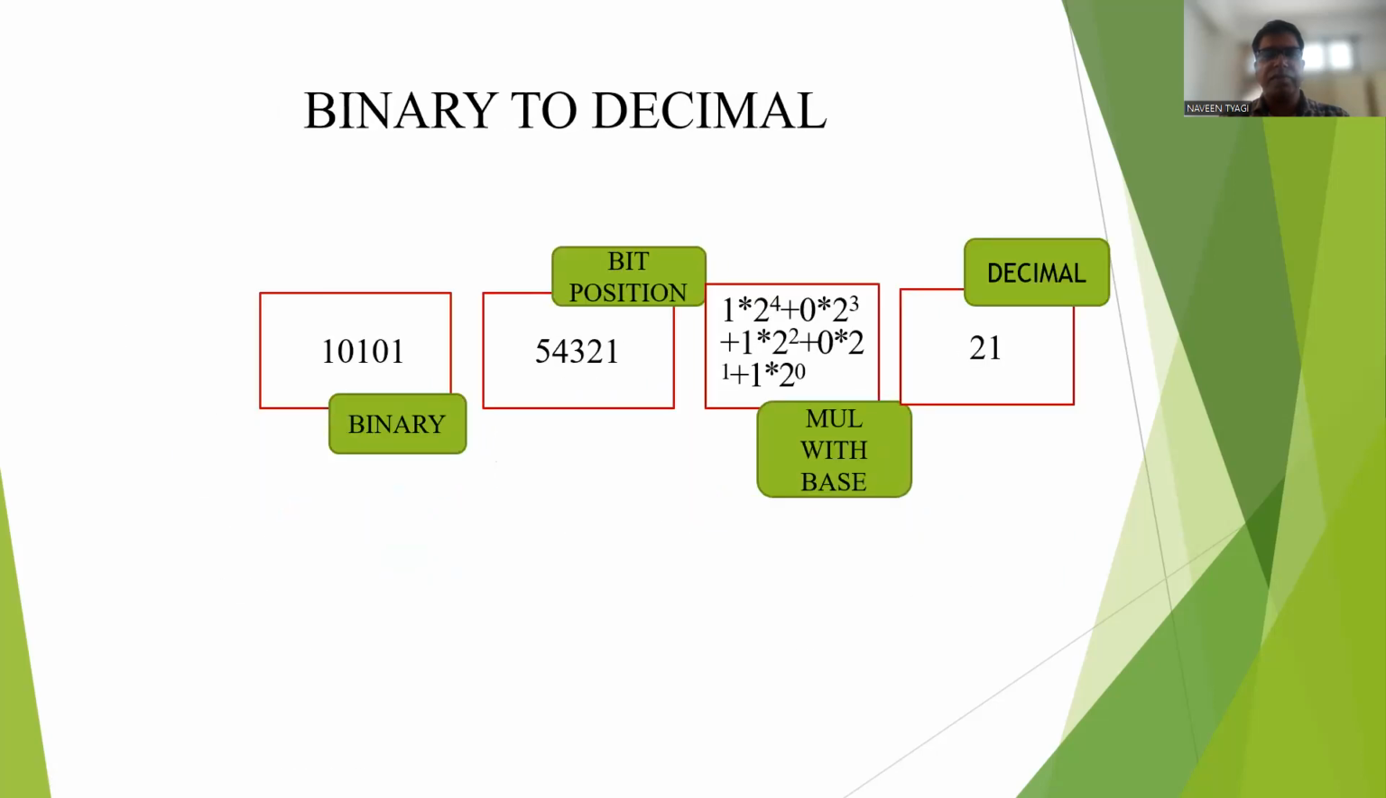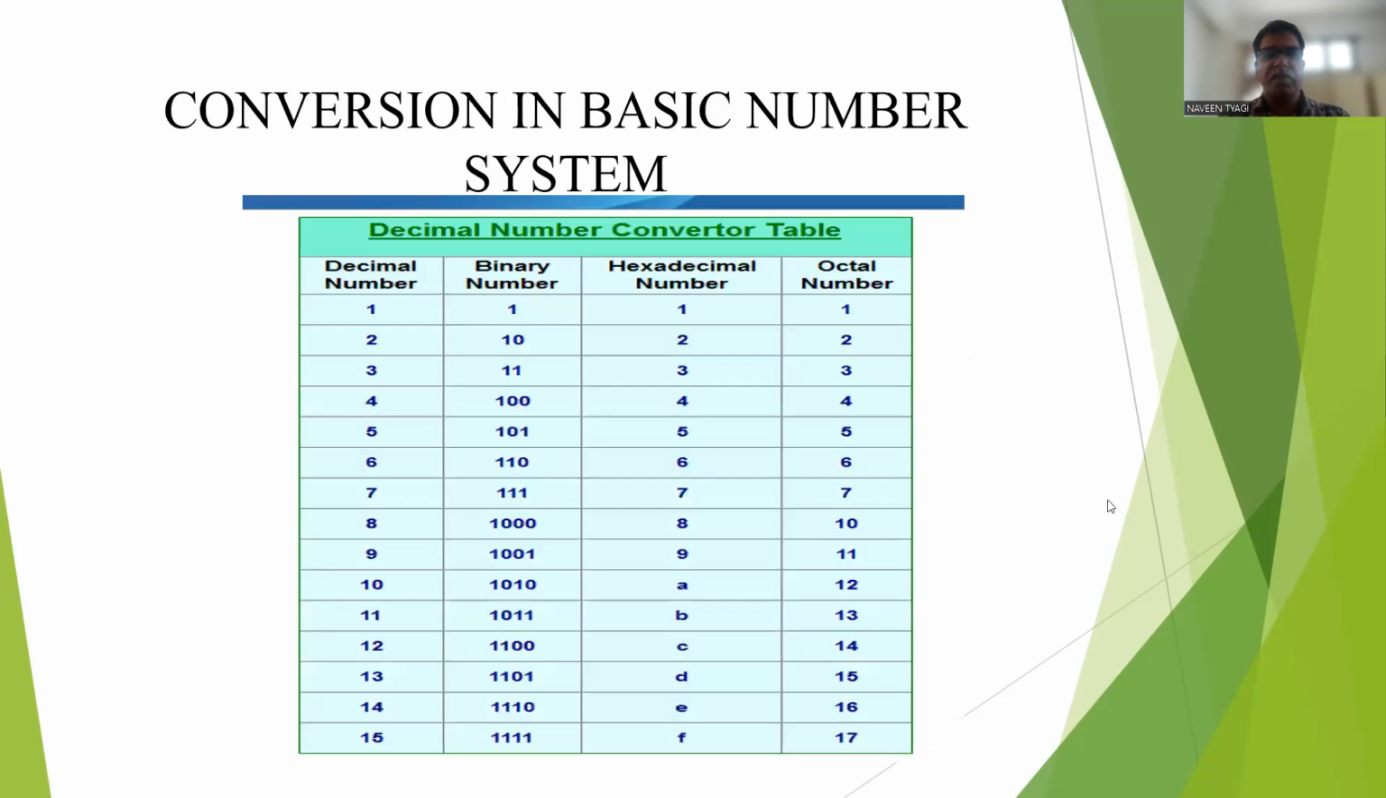For example, here you saw that 9 is represented by this. This number 9 is represented by 1001. So we can do this by use of the decimal number converter table.